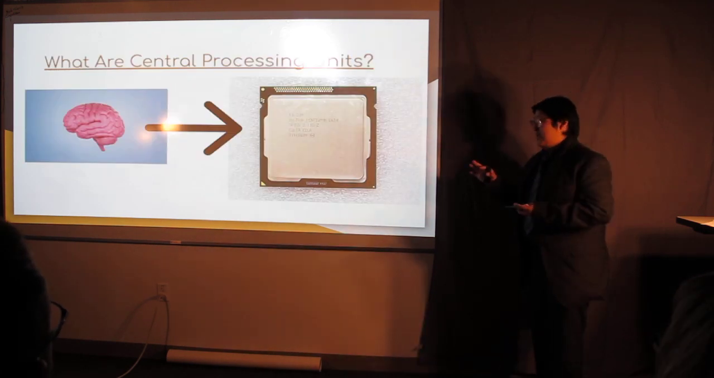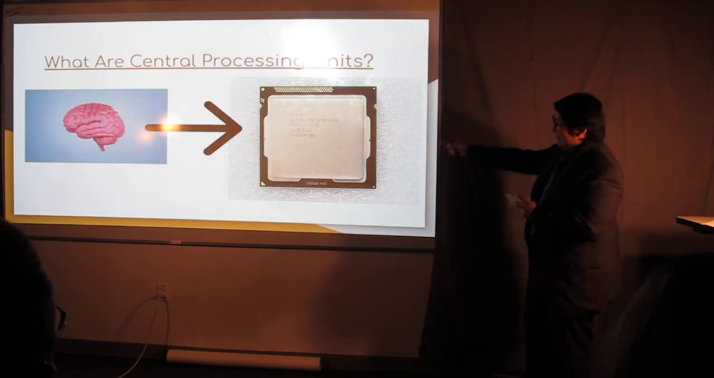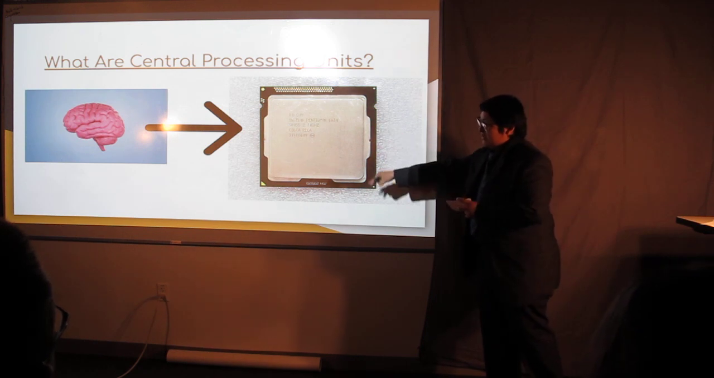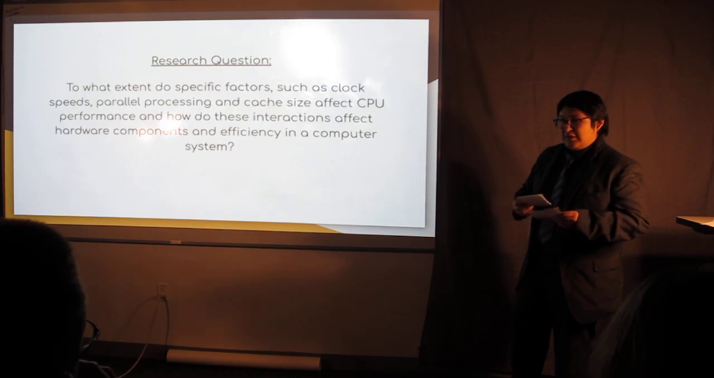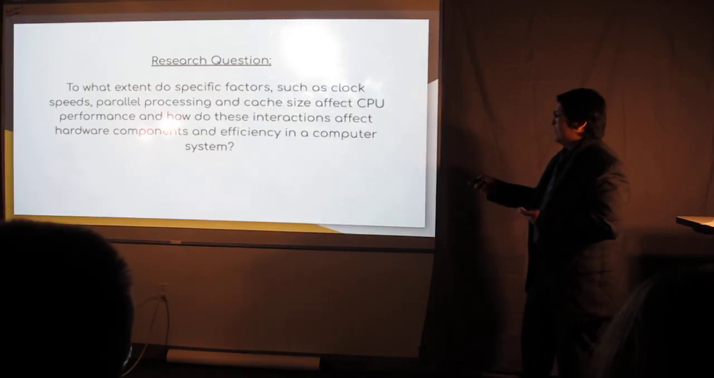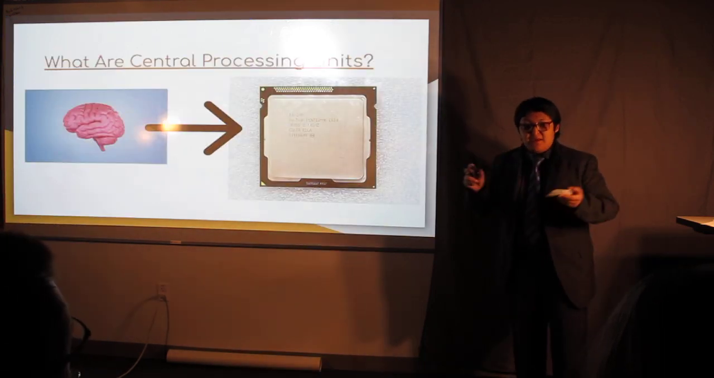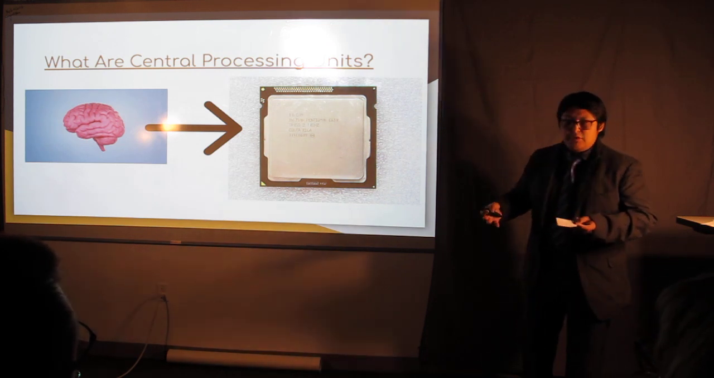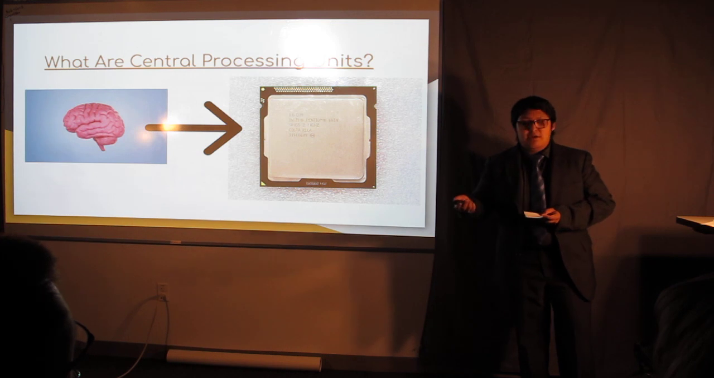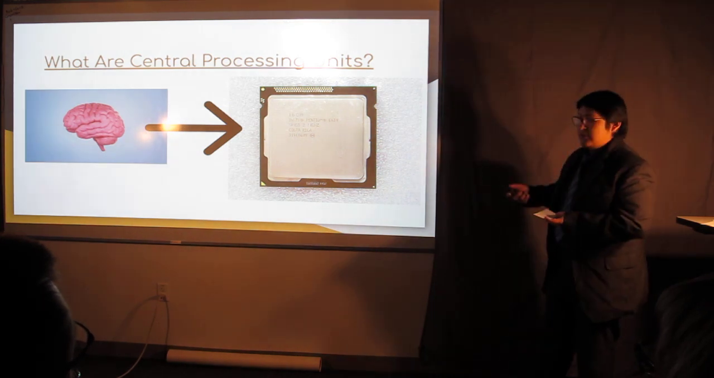Now, what are central processing units? Well, this is a central processing unit, and it's basically the brain of a computer. Their job is to carry out tasks, background tasks, and applications. Whenever you go through your computer and, let's say, click on Google Chrome, the CPU is doing that job for you.